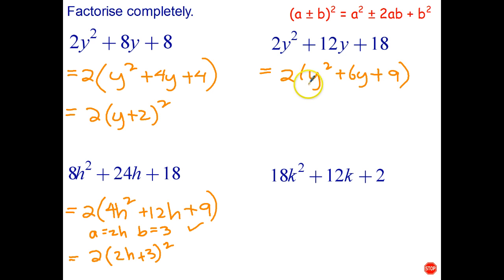So we can say, well, if a squared is y squared, a is equal to y. If b squared is 9, b is equal to 3. And 2 times a times b equals 2 times y, which is 2y times 3, which is 6y. So it is a perfect square. And that means we can factorize it as 2 outside of y plus 3 all squared.